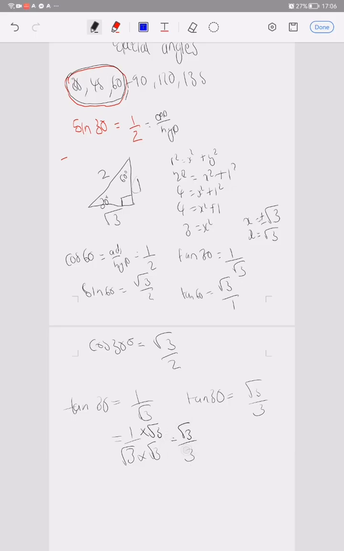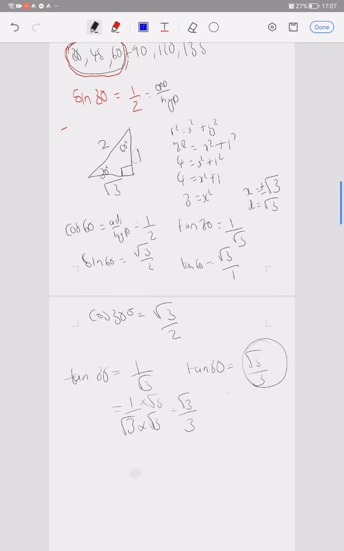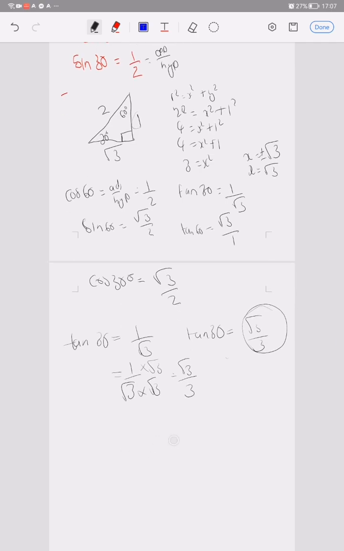It is already rationalized. So when the marker or the examiner sees this, they know that you have cheated. You will get penalized 1 mark, because substituting 1 over root 3, you'll get a mark there. So let's avoid such. Then the last triangle that you need to focus on is tan of 45.